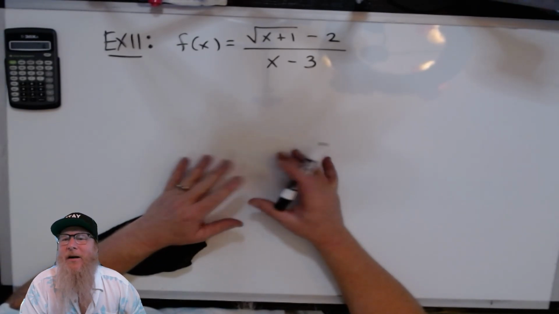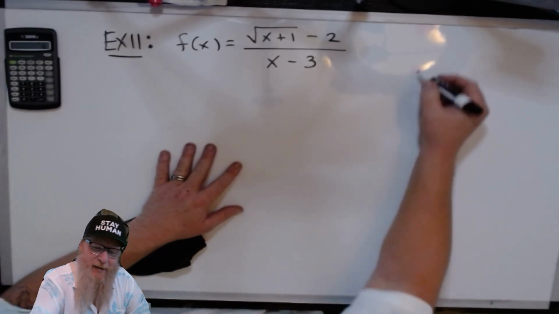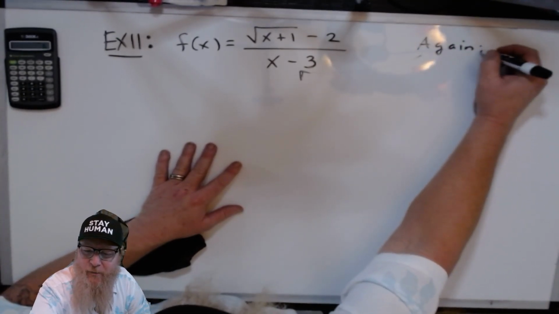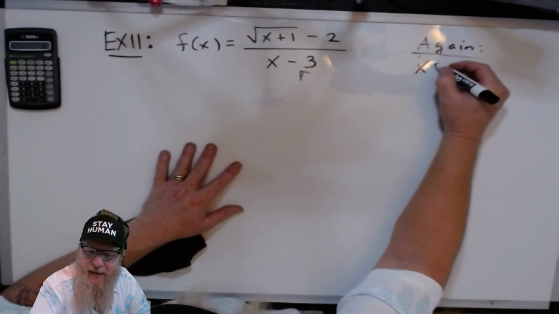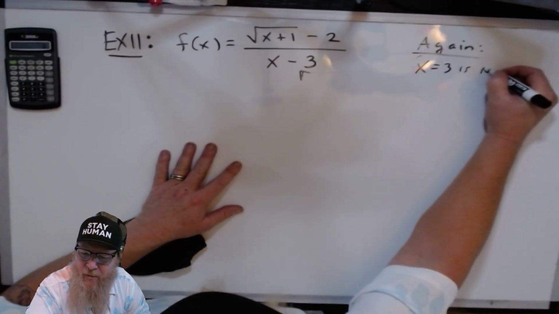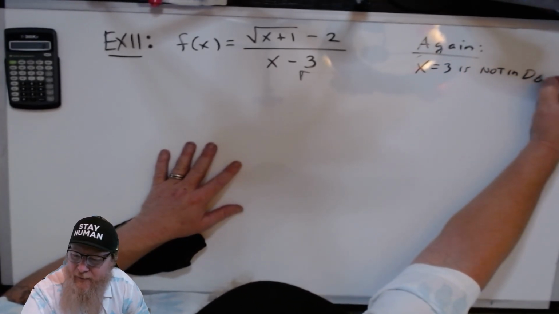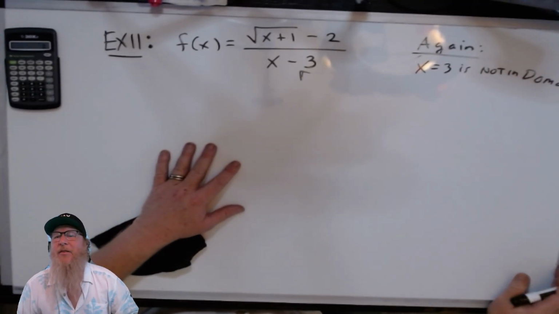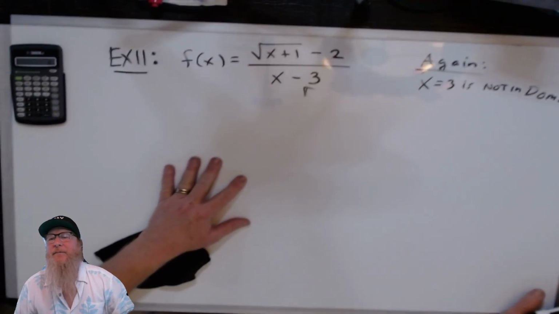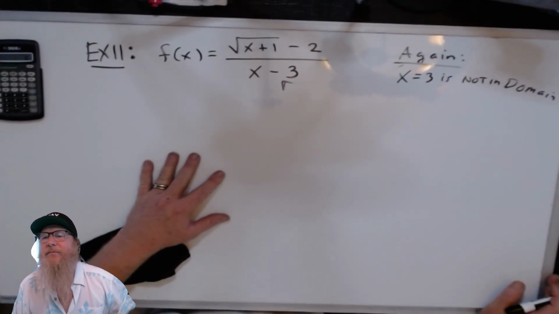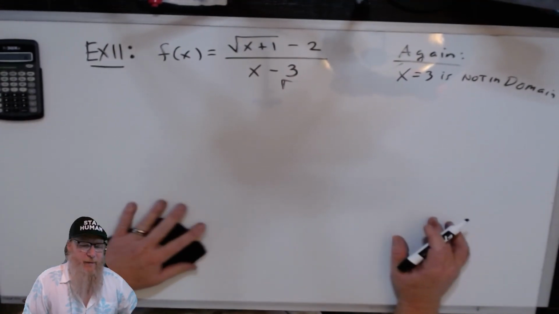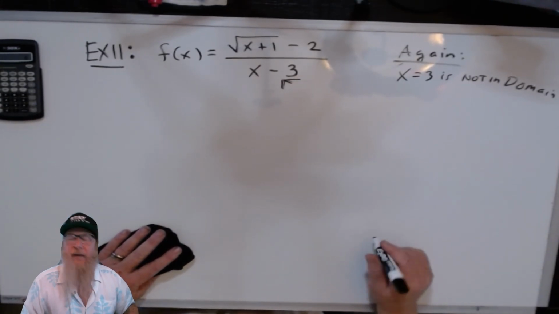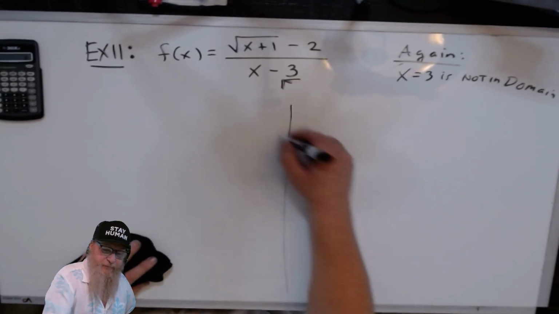All right, so the same idea. I'm not saying you'll get two that are the same, but that might happen. x equals 3 is not in the domain, so that means we cannot plug in 3. All right, so we're going to go very close to 3 from the left and from the right.